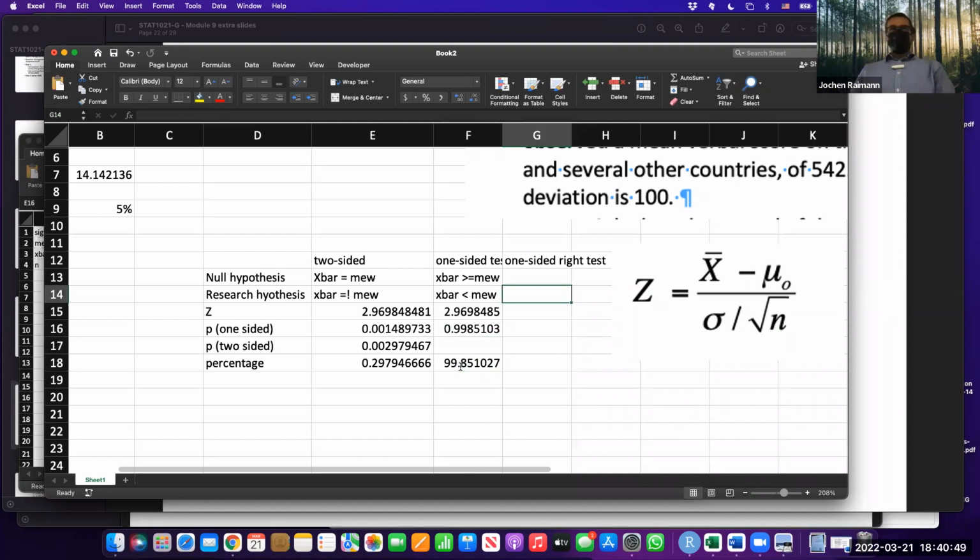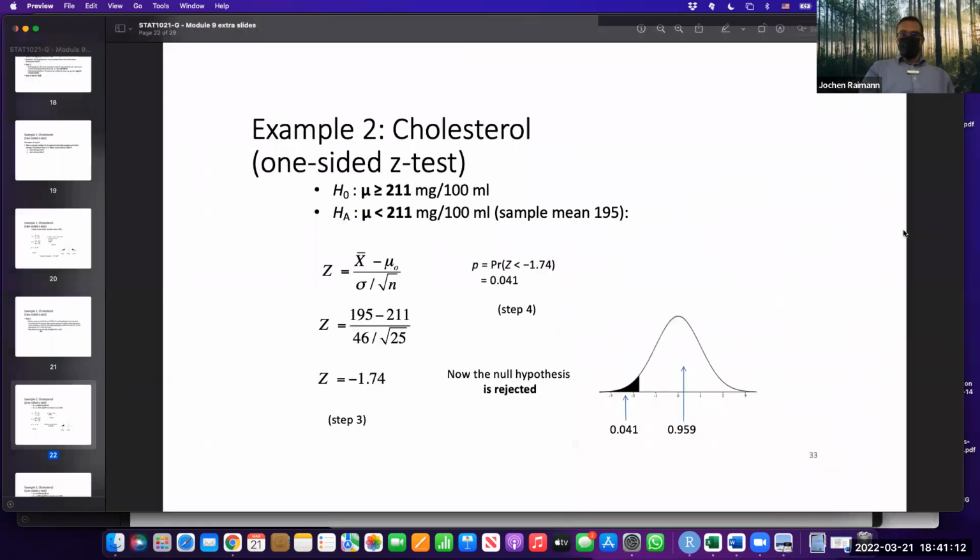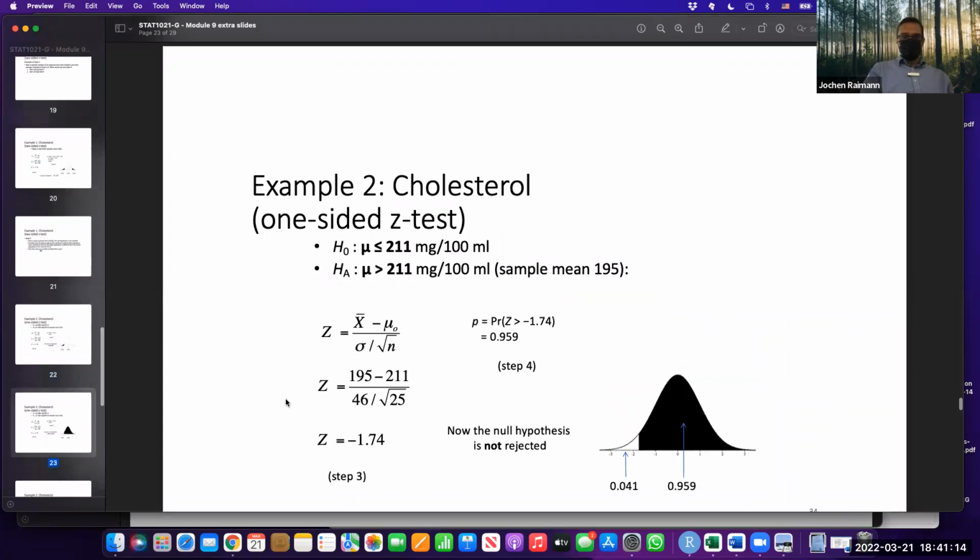So now our research hypothesis, now we're interested in the right tail. Now the research hypothesis is that X bar is greater than the mu. Because we're only interested in whatever happens to the right. Everything to the right is interesting. So we're calculating a z-score exactly with that formula, and everything to the right of the z-score is important.